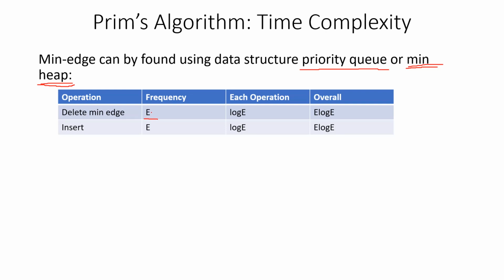For deleting the minimum edge, we need to repeat it E times, and each operation takes log E time, so overall it's E log E. And the insertion also, when we insert the minimum edge into our minimum spanning tree, we need to repeat it E times, and each operation takes log E, so the overall time complexity is E log E.